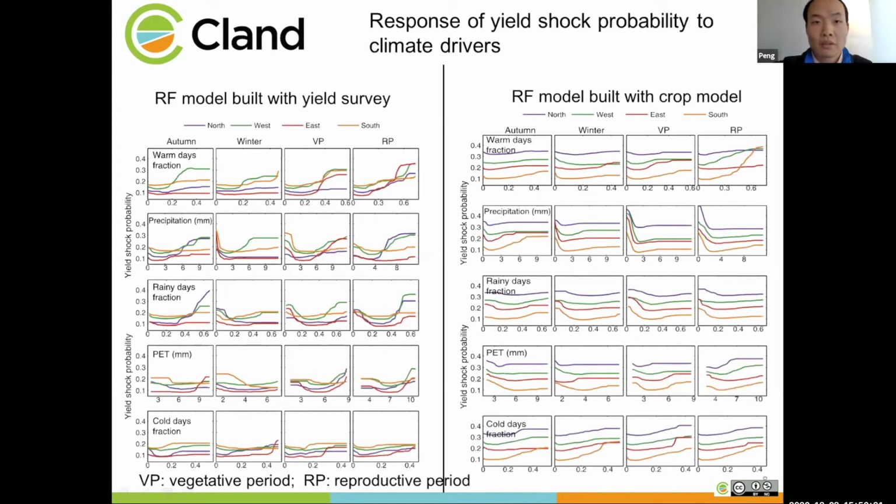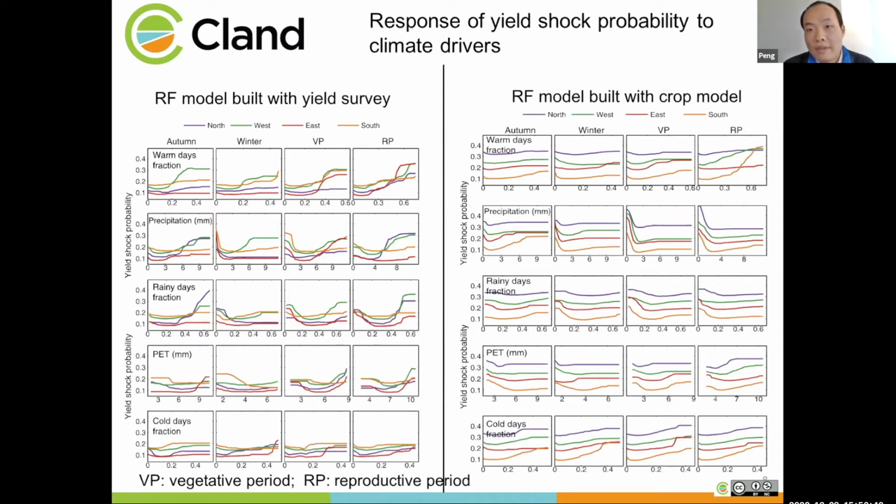Okay, so let's see the next. With the climate predictors and identified yield shocks, we can build a random forest model for each region. We use cross-validation to tune the critical parameters in the random forest model. And then we use a partial dependence plot to show how yield shock probability changes with the climate variables.